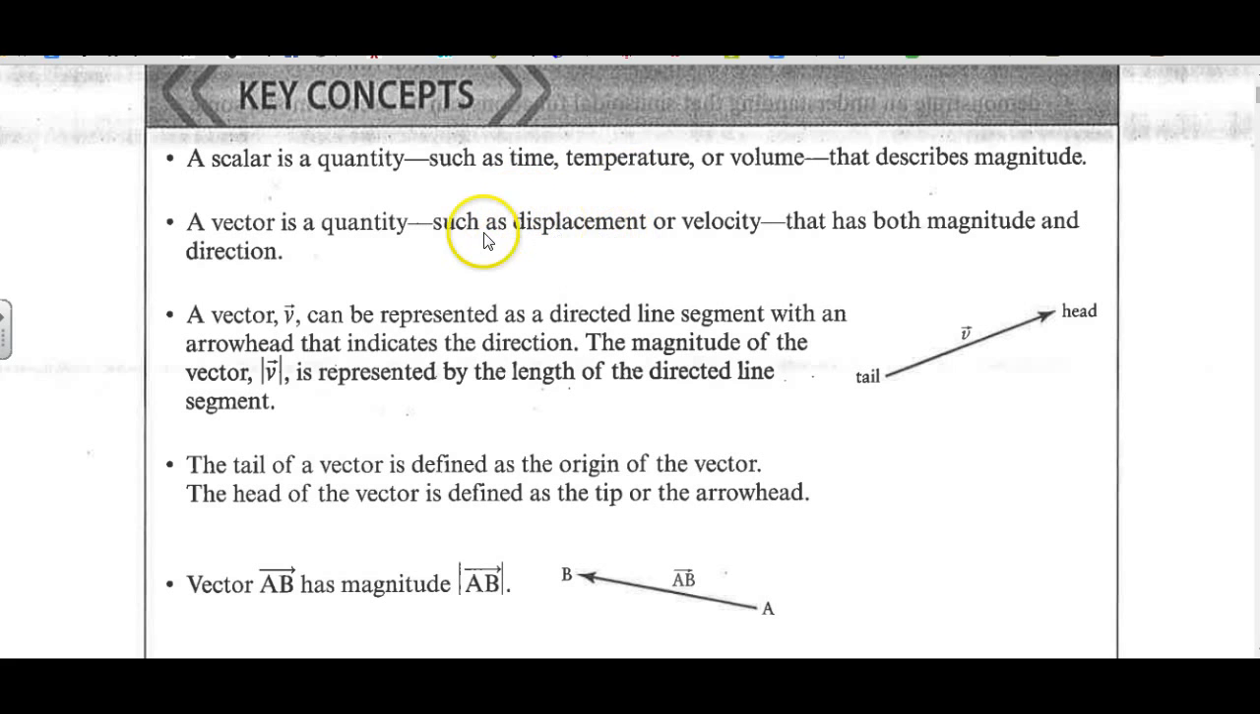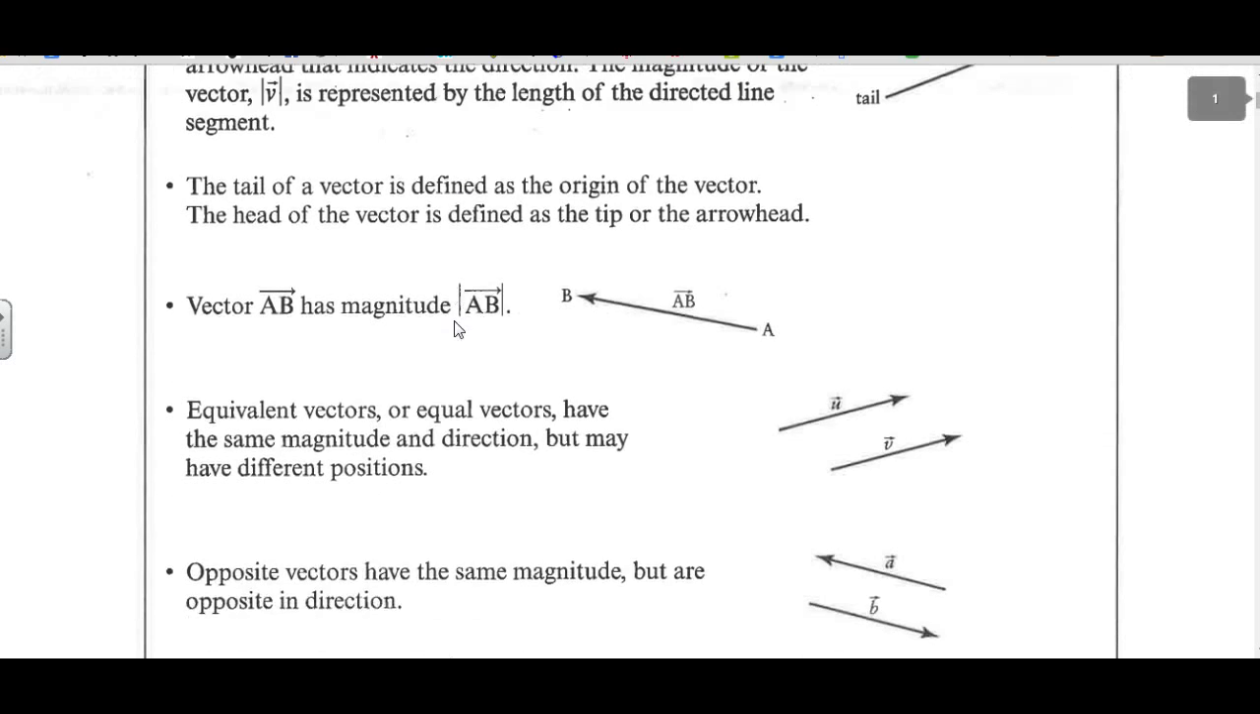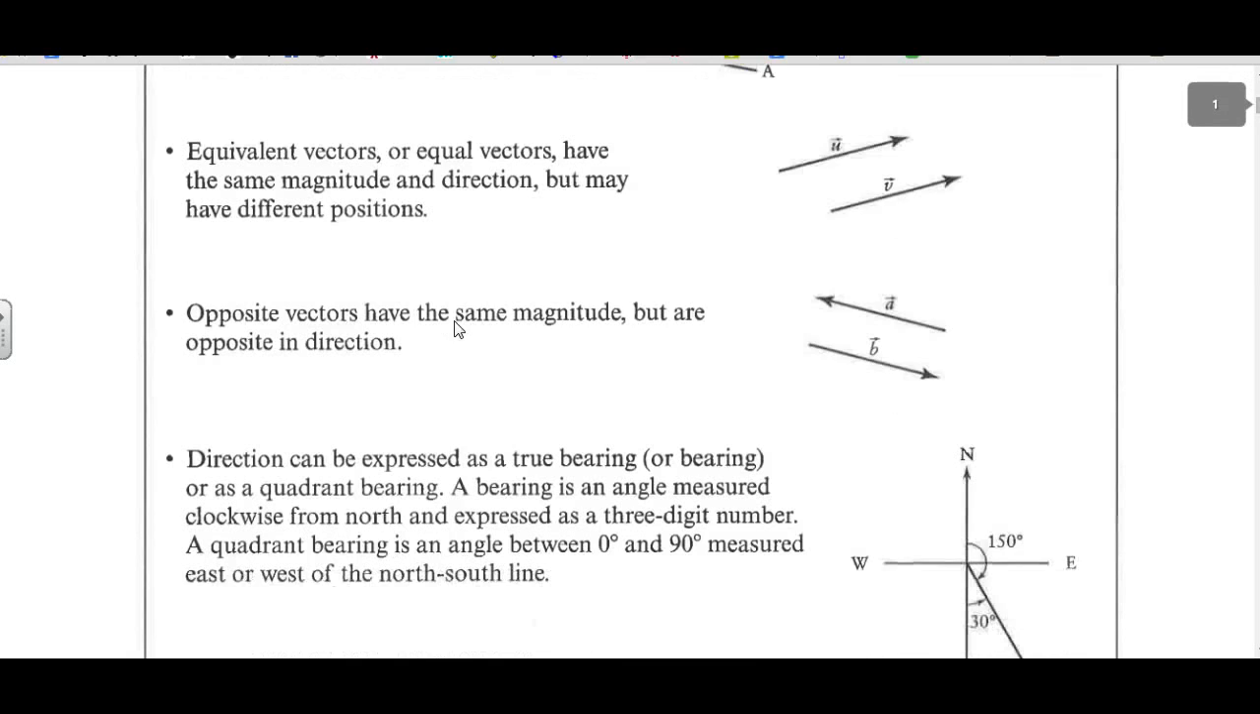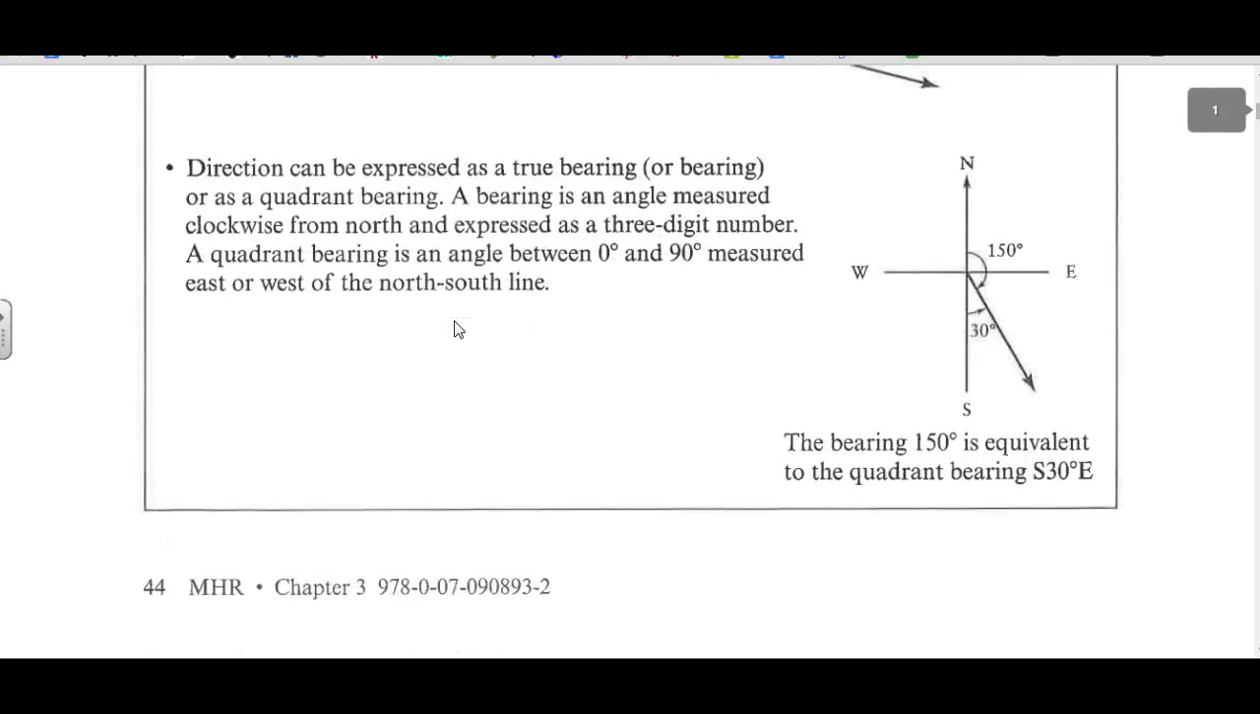Other things can have direction. I pushed the table forward. I drove my car south. These sorts of things. So there's the main difference. Scalar has no direction. Vector has direction.